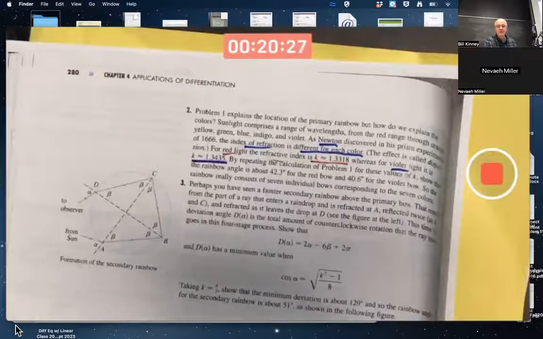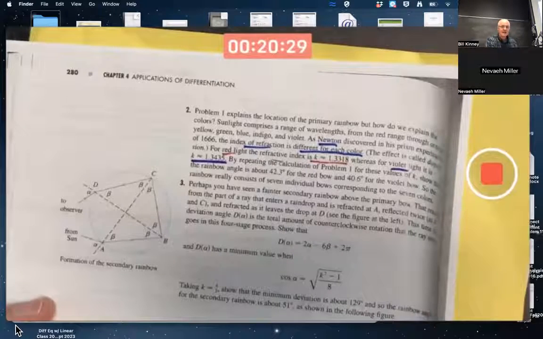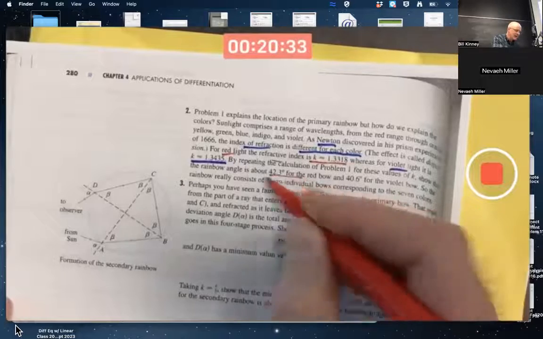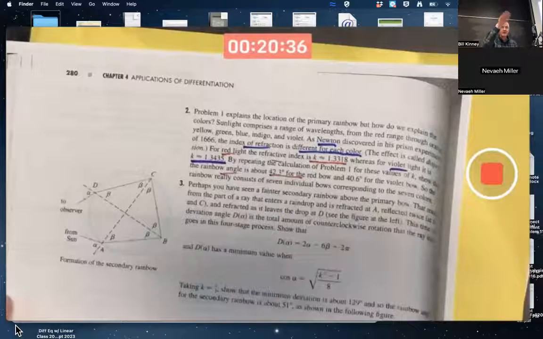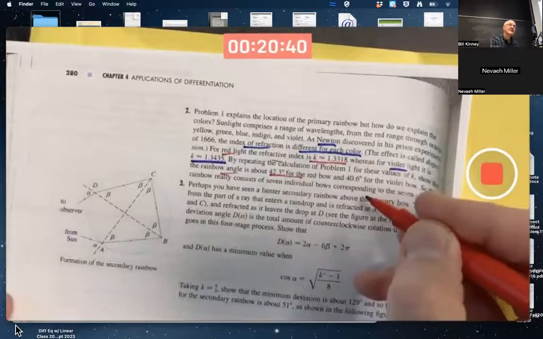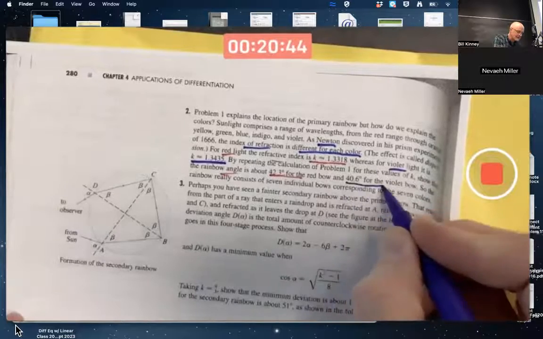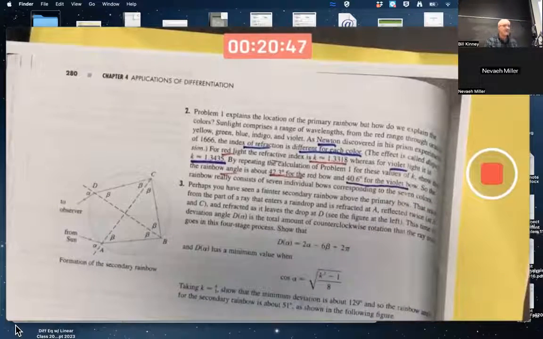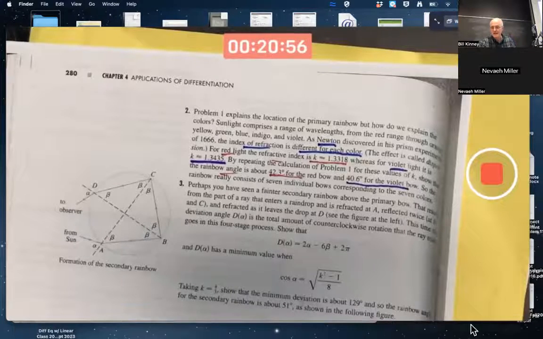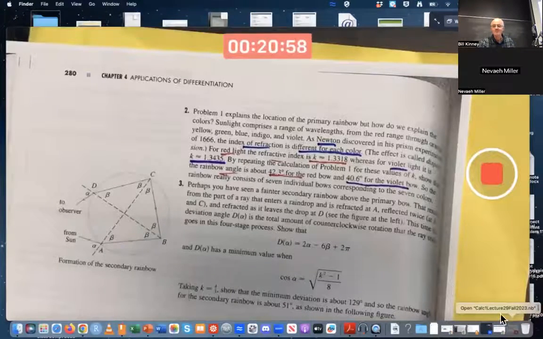Repeat the calculation for problem 1 for those values of K and show that for red, the rainbow angle, meaning the angle off the horizon to the red, is about 42.3 degrees higher. And for violet, it's about 40.6 degrees. And for other colors, it's something in between. So how could we, in a sense, solve this quickly with Mathematica?